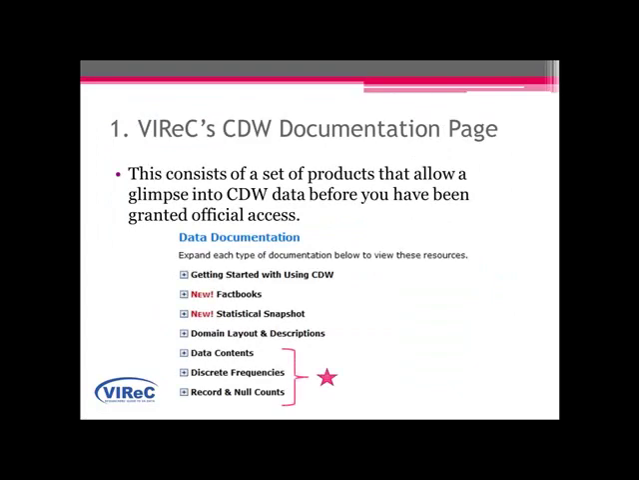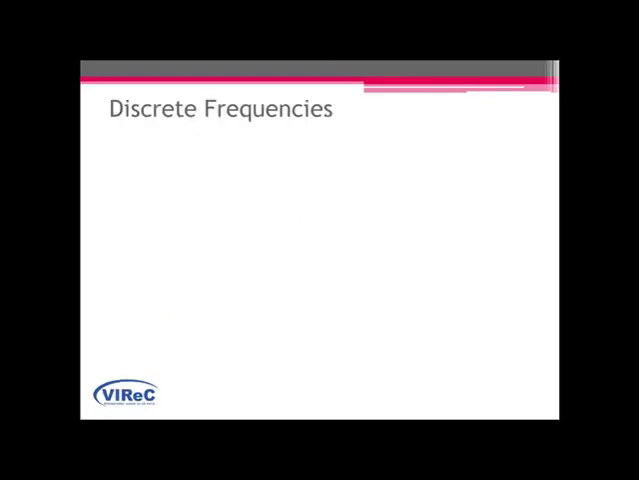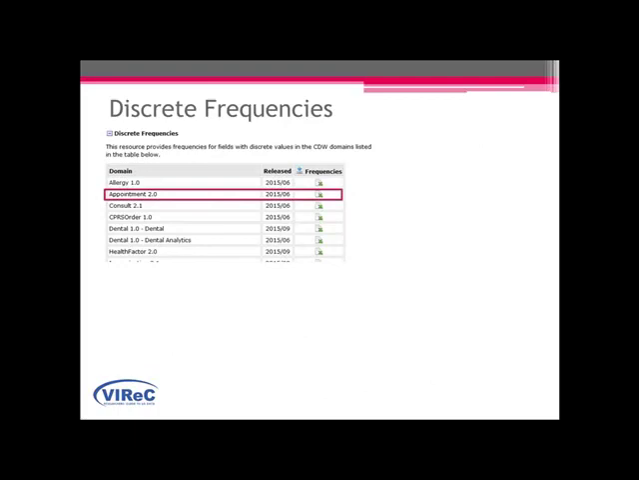Finally, let's take a look at a few of the examples for the data summary tables. Generally, you would just click the plus sign to the left of your selected product. In this case, I am looking at the frequencies that were made for discrete columns or discrete variables inside the CDW's various domains. So in this case, I'm looking at an example for the appointment domain, and I would open up the Excel file that's highlighted here in the pink box.